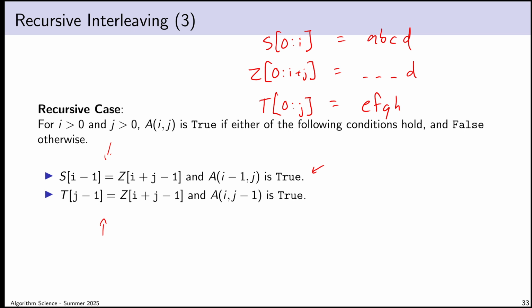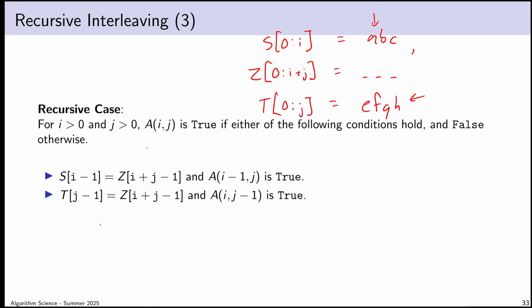So if the last character in my substring of S equals the last character I'm working with from Z, then take that character off of both of them, and now look for an interleaving of all of what I have of T, the first j characters of T, but then the first i minus 1 characters of S, to produce the remainder of Z. So that would be the first of my two subcases of the recursive case.